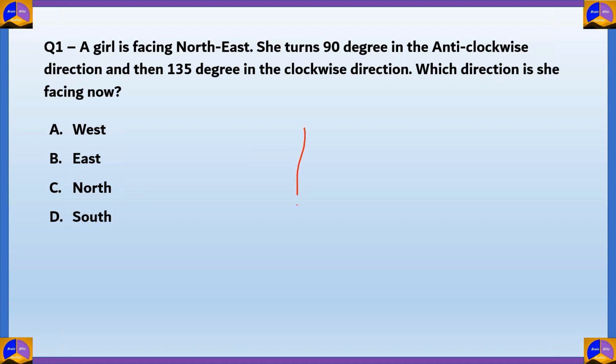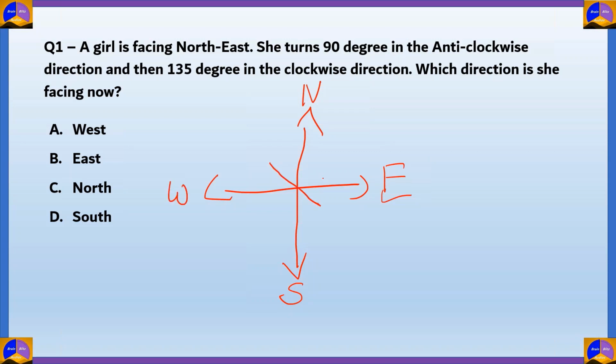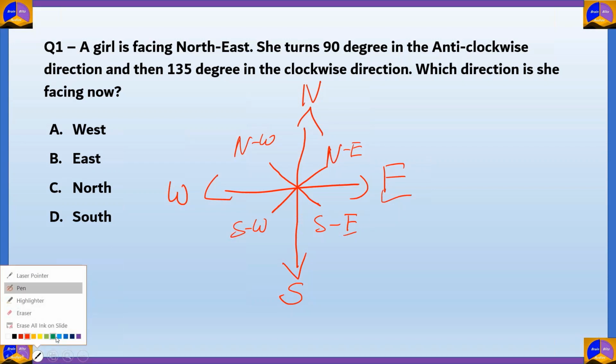So, this is north, south, east, west. Okay, so northeast, northwest, southwest, and southeast. Okay, so first the girl is facing northeast. So first she's facing in this direction. Then she turns 90 degrees in the anti-clockwise direction. Anti-clockwise direction means like this.